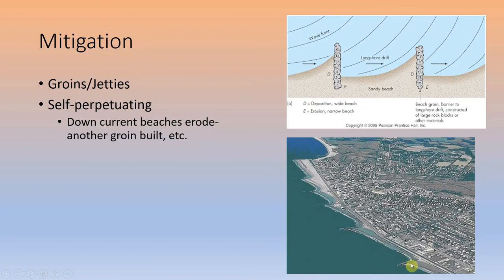And again, we can see that in this case, the longshore drift and longshore current are going from this lower right to the upper left here, correct? So we see trapping up current, erosion down current, trapping up current, erosion down current, trapping up current, erosion down current. Here's the guy who decided not to build a groin, all right? Look at all that erosion. No, I'm just kidding. That's actually a bay.